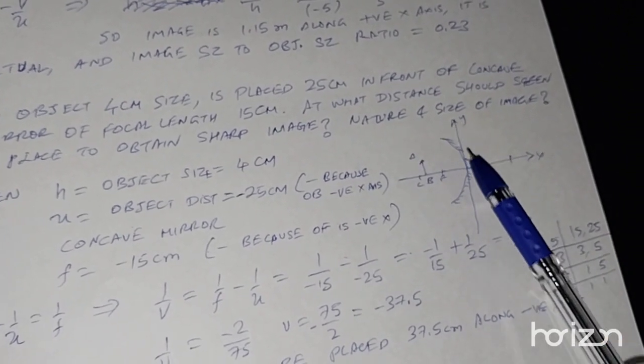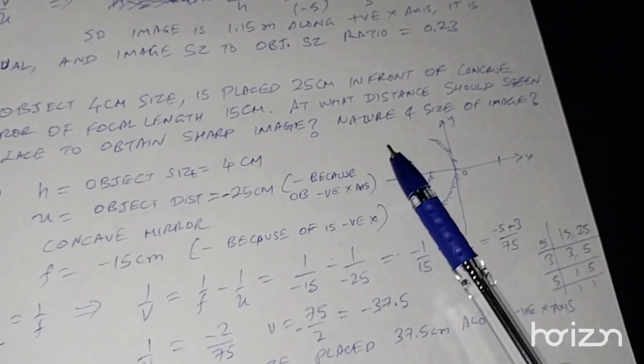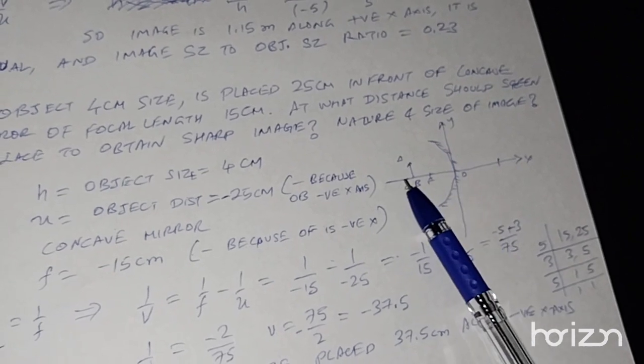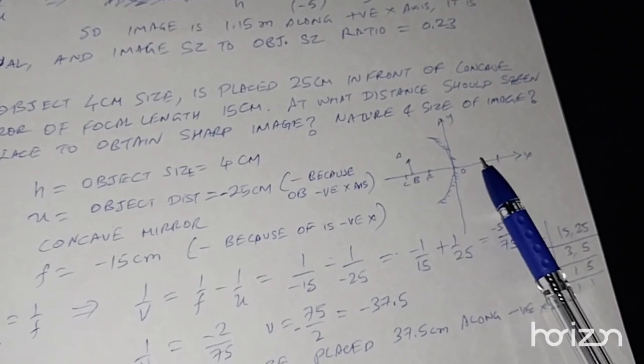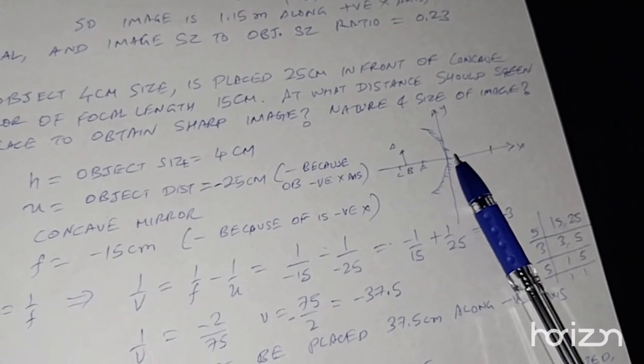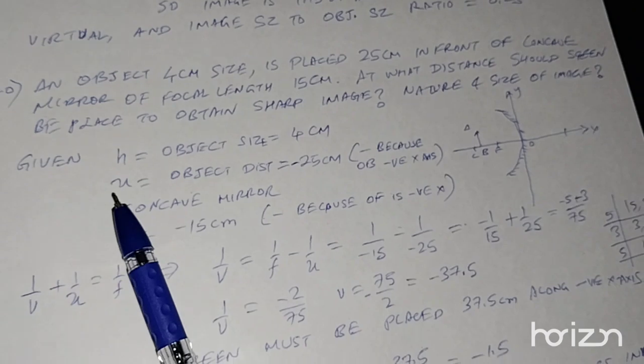The mirror is like this, and the back side of the mirror is solid, and the front side of the mirror is reflective. So here's the center of curvature, here's the focal length, and the focal length and the radius, everything is negative. Why? Because it's along the negative x-axis. So let us write down what is given first.